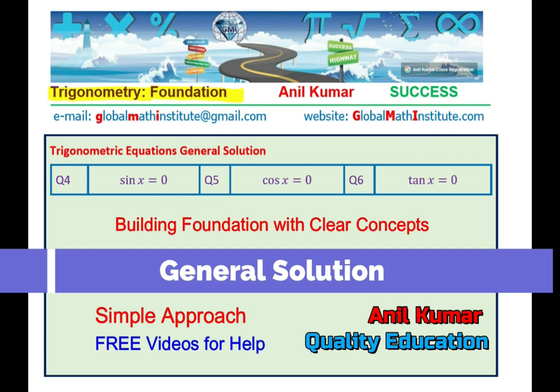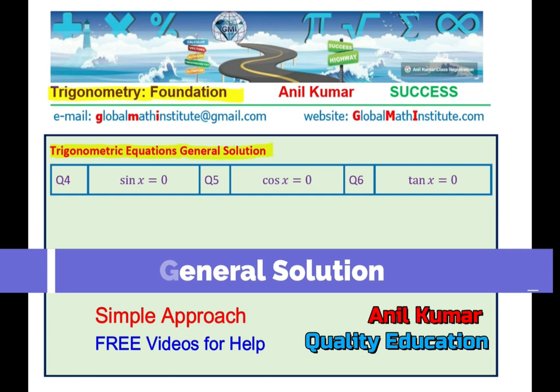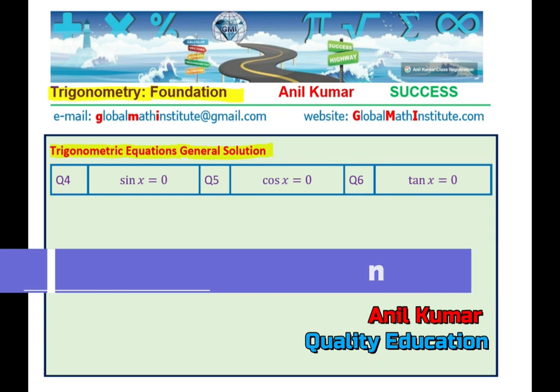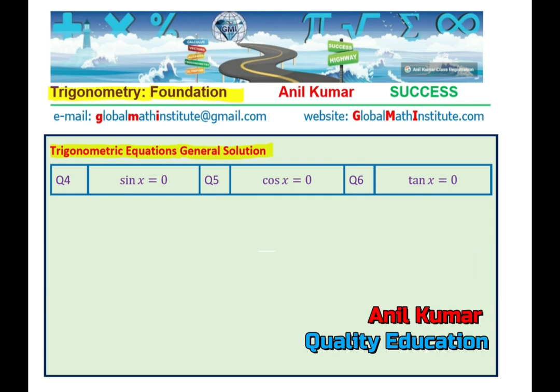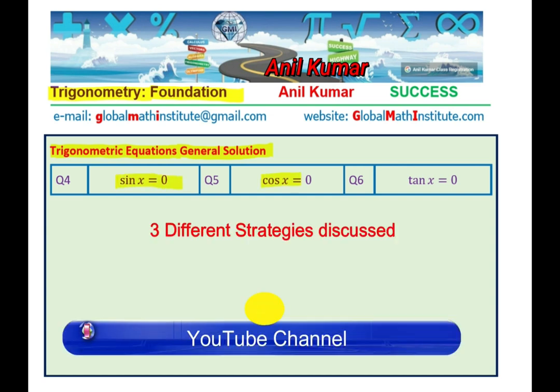In this video, we'll understand how do we solve trigonometric equations and provide the general solution. To begin with, we have taken very simple examples. The questions here are sin x equals to 0, cos x equals to 0, and tan x equals to 0. How do we find the general solution for these equations?